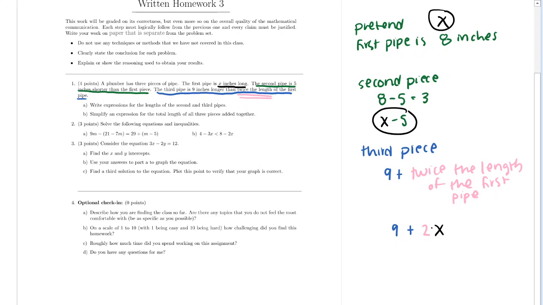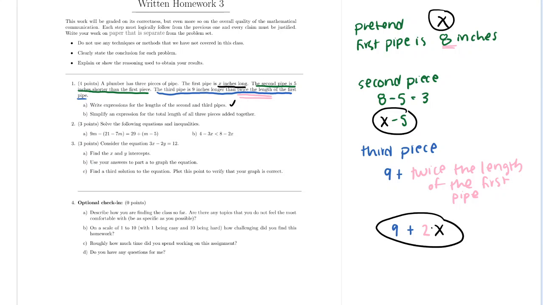But anyways, again, we don't know the length of the first pipe. I'm just giving a small example in the case where it's 8 inches, just to see how the length of the other pieces would be. Just for a concrete example without variables involved. But here, we don't know the length of the first pipe. So we just have to say that it's 9 plus 2 times X. So that answers part A. Part A says, write expressions for the lengths of the second and third pipes. And so we have those, X minus 5 and 9 plus 2X.